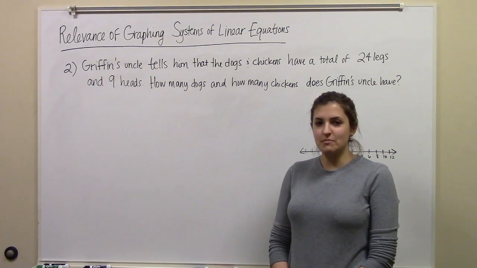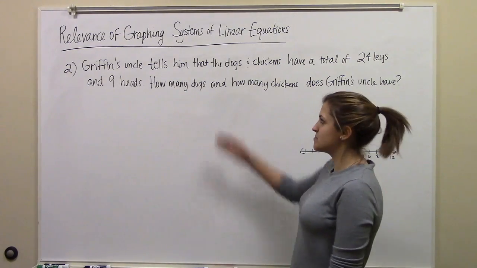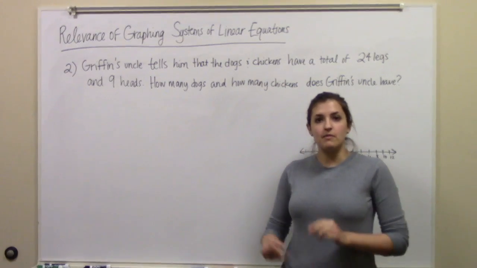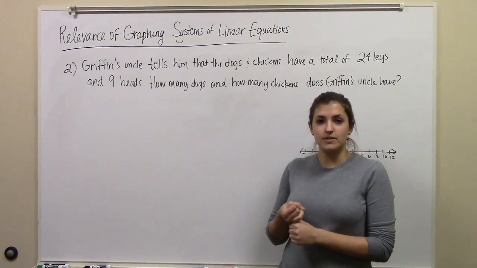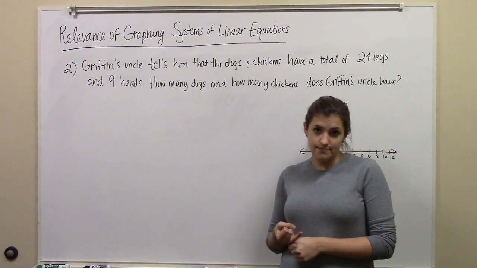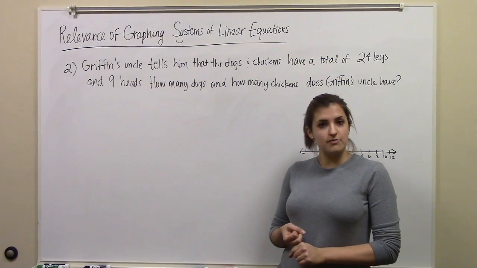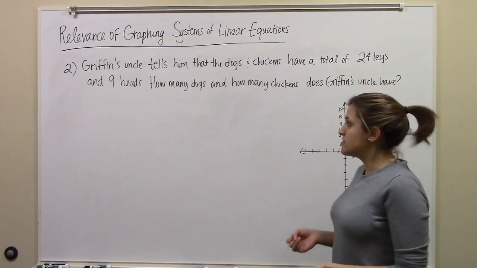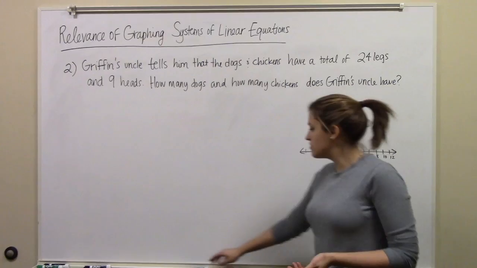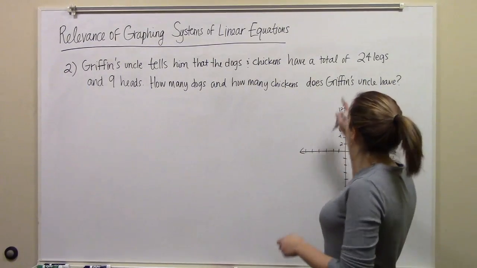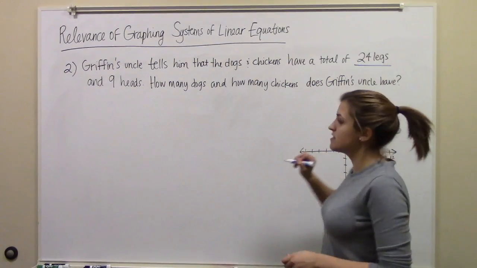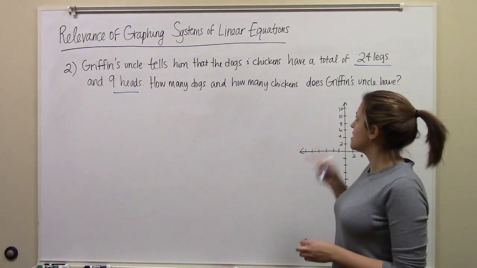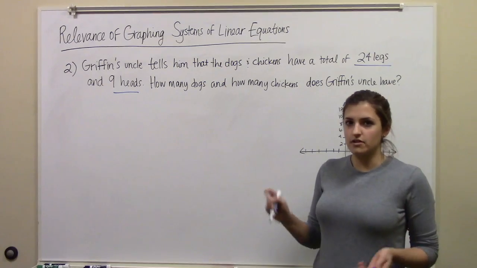All right, our second example has to do with a farm, and in the interest of space, I only printed half of the word problem. But the whole problem is that Griffin's uncle has a farm that seems to be overrun with dogs and chickens. Griffin is curious about just how many of each animal the farm has, and his uncle tells him that the dogs and chickens have a total of 24 legs and 9 heads. Sounds kind of silly. How many dogs and how many chickens does Griffin's uncle have?